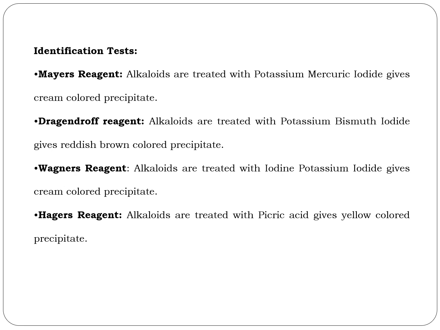These are the major identification tests generally used to identify alkaloidal compounds. Mayer's reagent: the alkaloids are treated with potassium mercuric iodide, which gives a cream-colored precipitate. Dragendorff's reagent: the alkaloids, when treated with potassium bismuth iodide, give a reddish-brown precipitate. Wagner's reagent: alkaloids, when treated with iodine potassium iodide, give a cream-colored precipitate. Hager's reagent: when the alkaloids are treated with picric acid solution, a yellow-colored precipitate is formed.